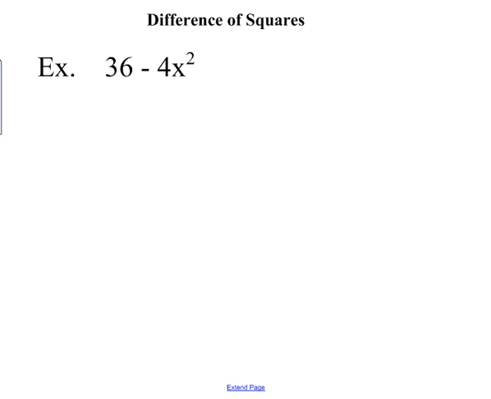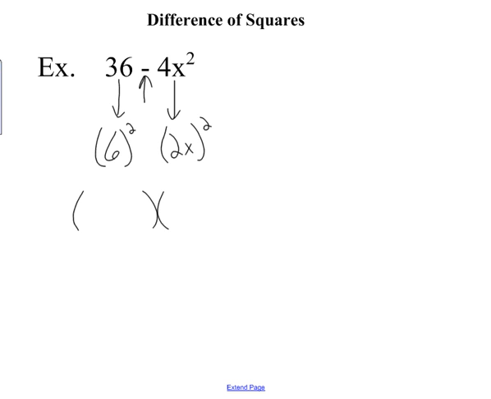All right, let's try one more. Same thing. It doesn't matter that the x squared is on the right side. It doesn't matter at all, as long as it's a difference and each of these is a perfect square. So what times what is 36? 6. And what times what is 4x squared? 2x. So when you open up your two binomials, 6 goes first, and then you have 2x, plus and minus.